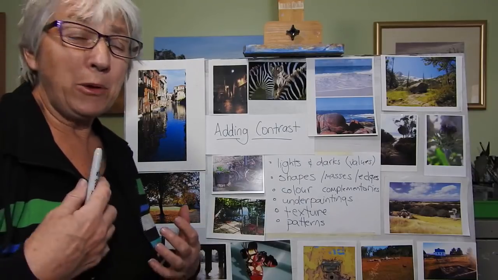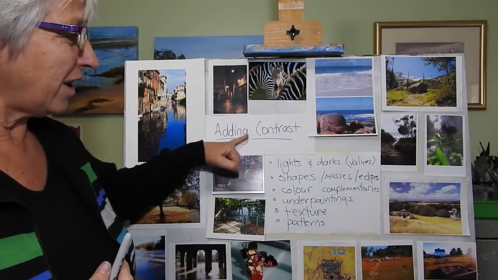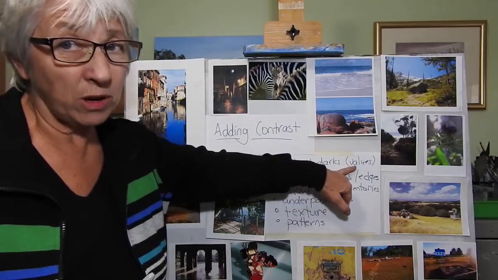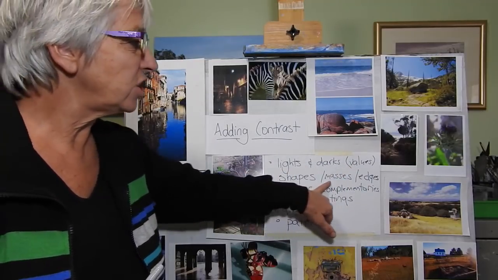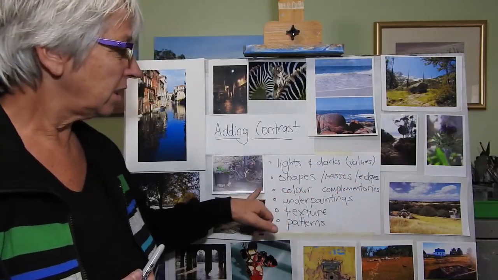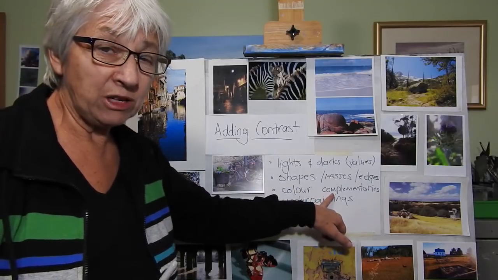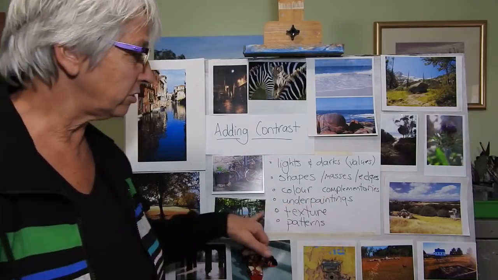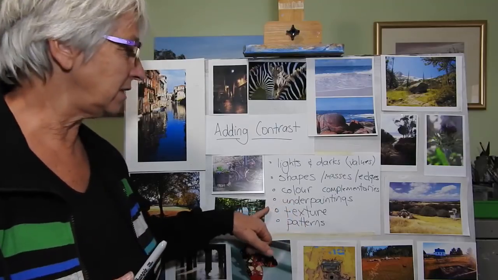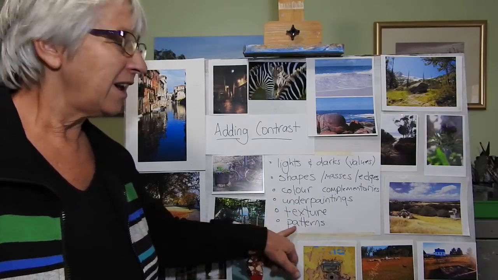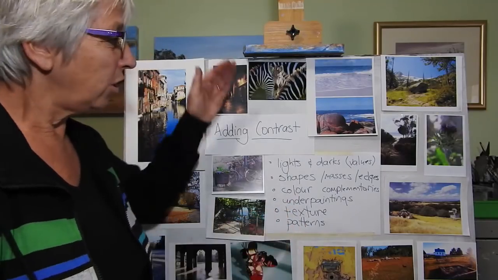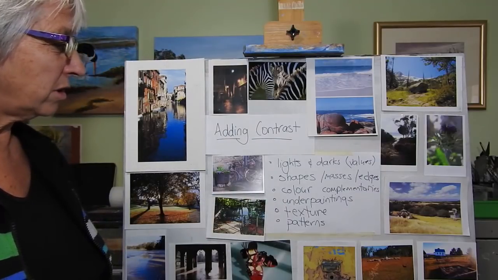So we just have talked about how to add contrast with lights and darks, so by changing our values, by changing the shapes and the masses and the edges, by using colour complementaries to give a good strong colour contrast, using underpaintings, adding texture, and through patterns. Lots of different ways to add our contrast.